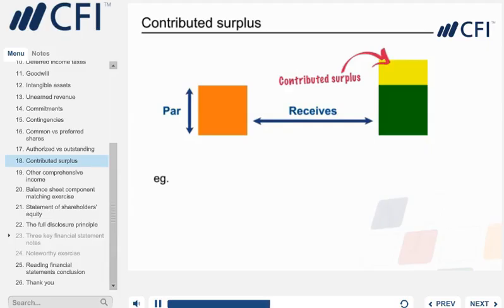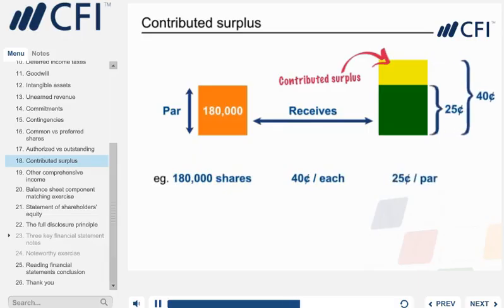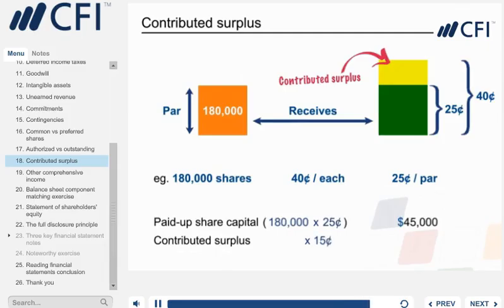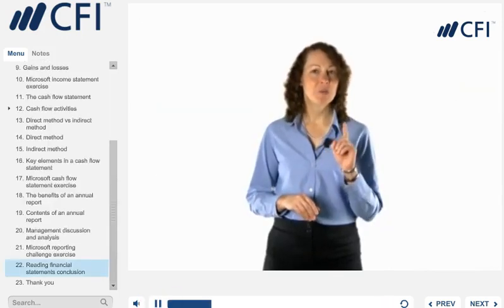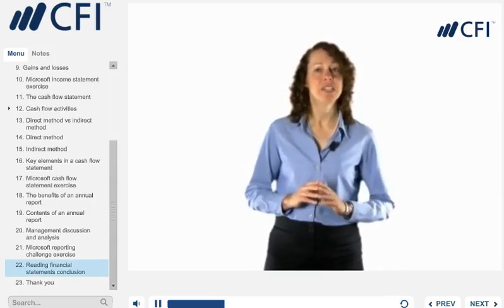If a company were to issue 180,000 shares for 40 cents each, and shares have a par value of 25 cents, how would this be shown on their balance sheet? There'd be two lines. The first would be the paid up or paid in share capital of 180,000 multiplied by the 25-cent face value for a total amount of $45,000. The second would be contributed surplus for the difference of 15 cents multiplied by the 180,000 shares for a total of $27,000.